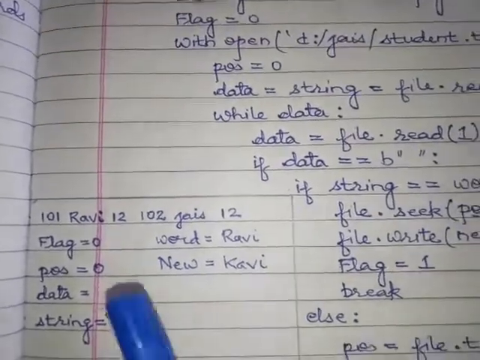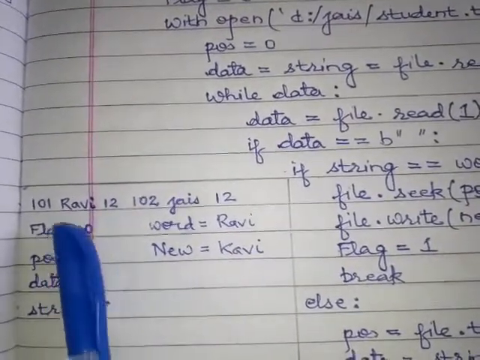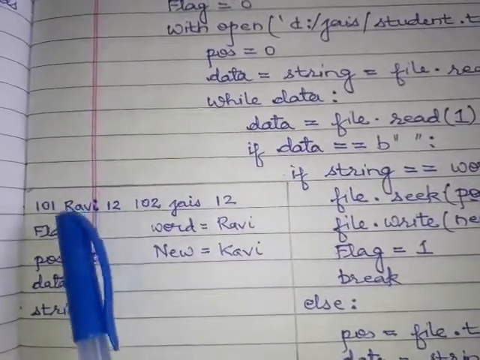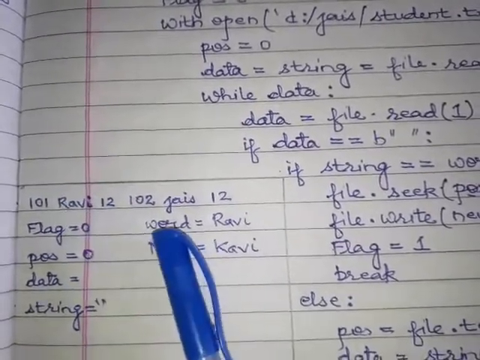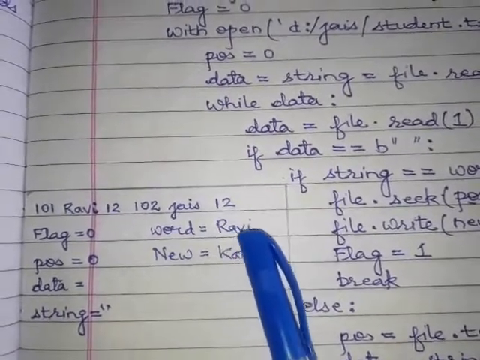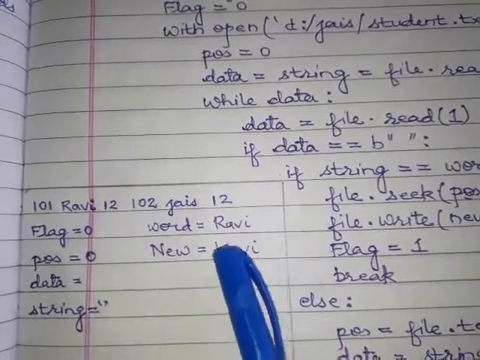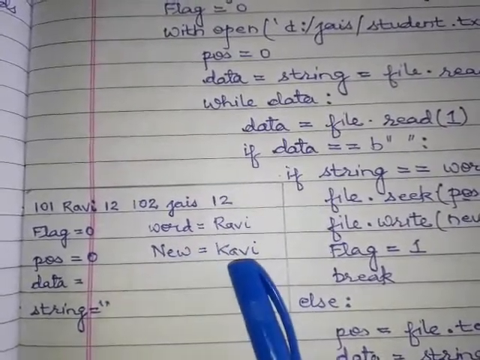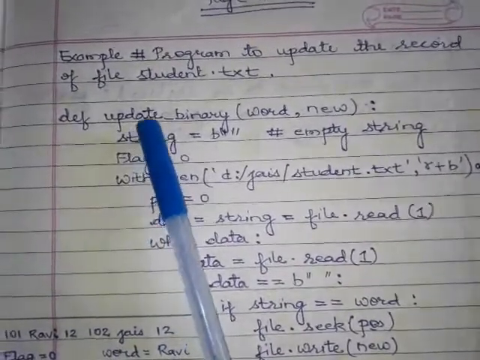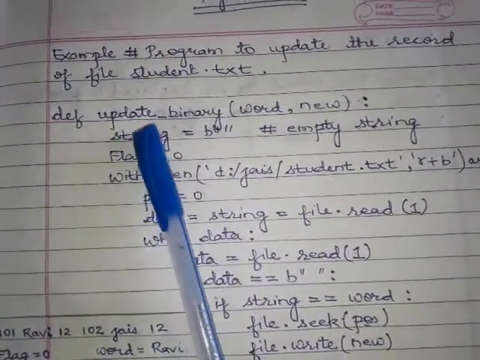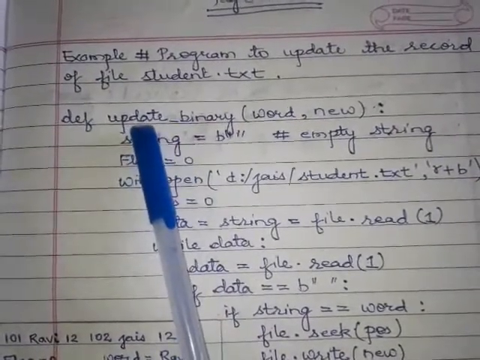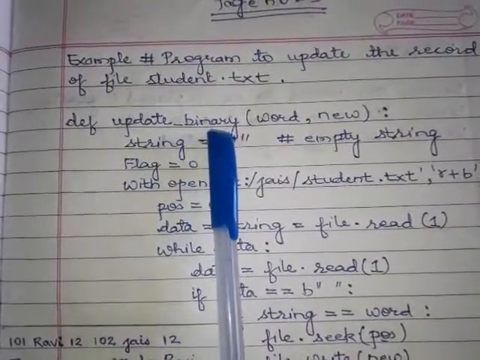Now suppose I want to change the name Ravi to Kavi. I want to change this name Ravi. So our old name is stored in word, which is Ravi, and we replace this Ravi with Kavi. This is the new word. So we make this program with the help of a function. We operate this update operation with the help of a function. The name of our function is update binary.